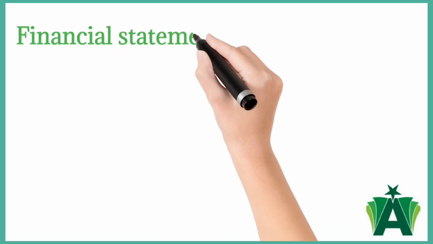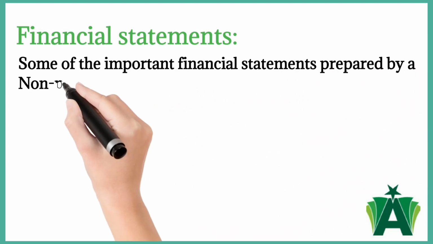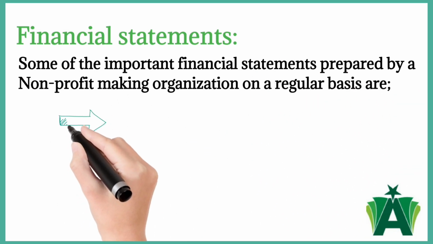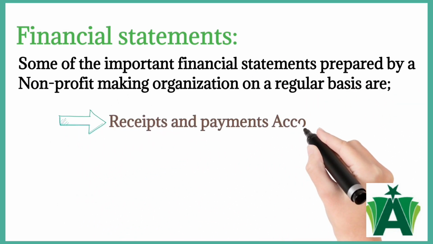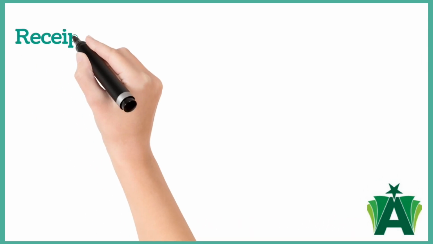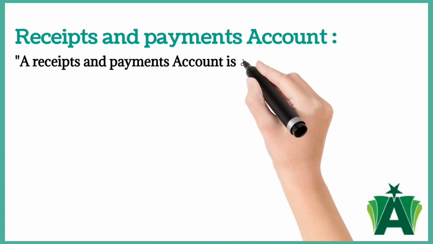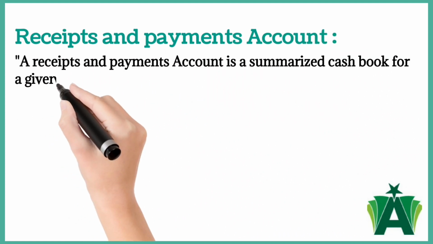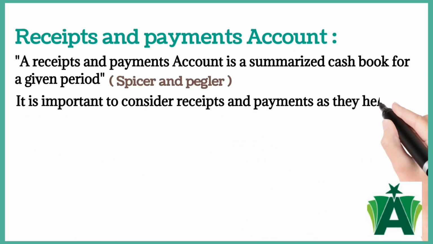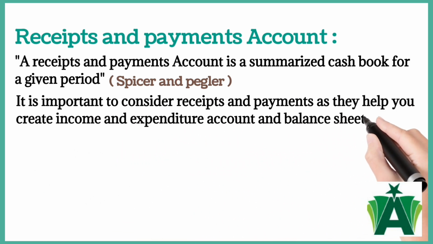Financial statements. Some of the important financial statements prepared by a nonprofit-making organization on a regular basis are: Receipts and Payments Account, Income and Expenditure Account, Balance Sheet. Receipts and Payments Account. A receipts and payments account is a summarized cash book for a given period. It is important to consider receipts and payments as they help you create income and expenditure account and balance sheet.